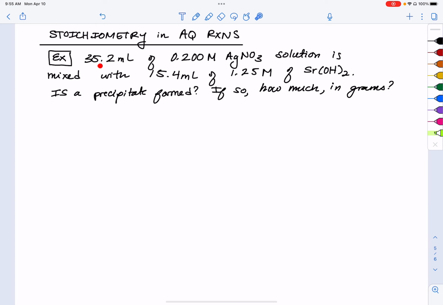So I have 35.2 milliliters of a 0.200 molar silver nitrate solution that is being mixed with 15.4 milliliters of a 1.25 molar strontium hydroxide. I am asked two questions here. So I'm asked, is a precipitate formed? And then as a follow-up, I am asked, if so, how much is formed in grams?